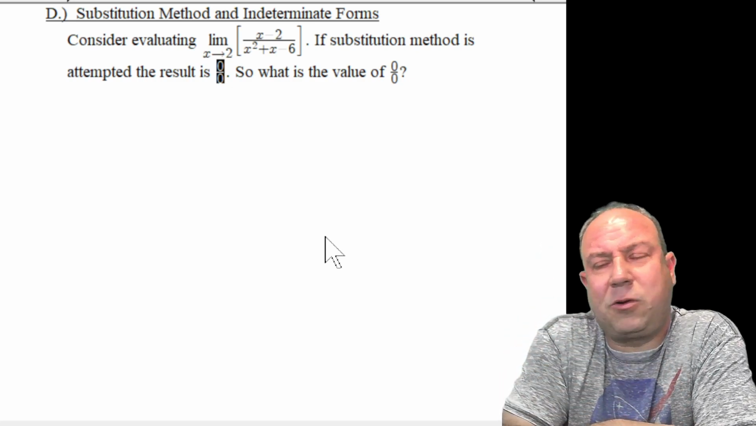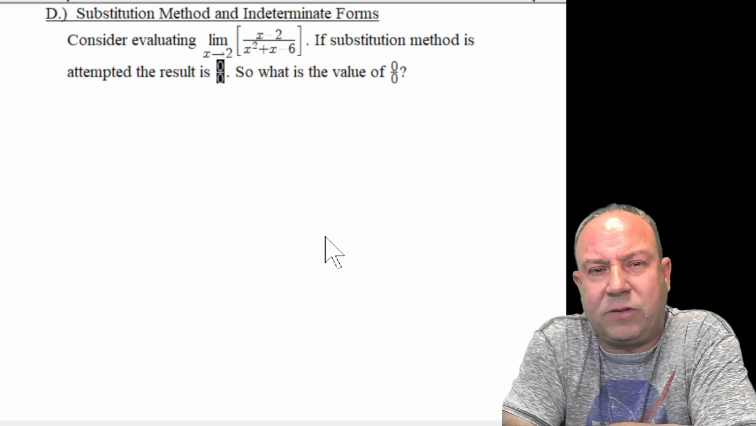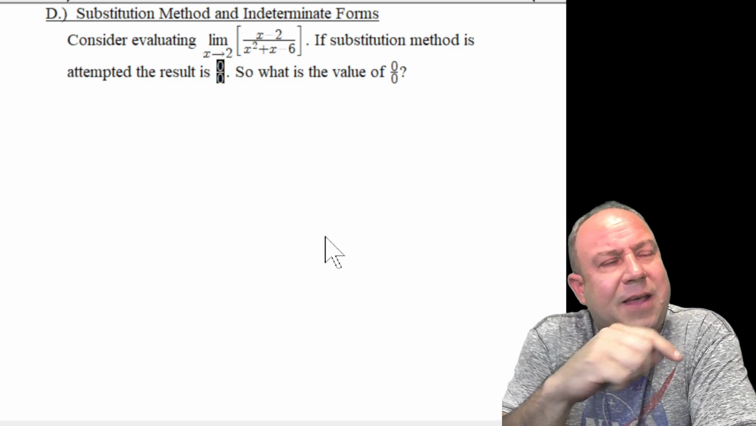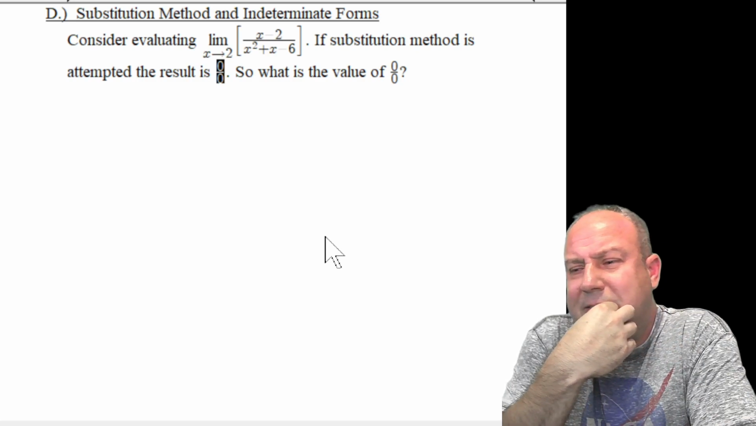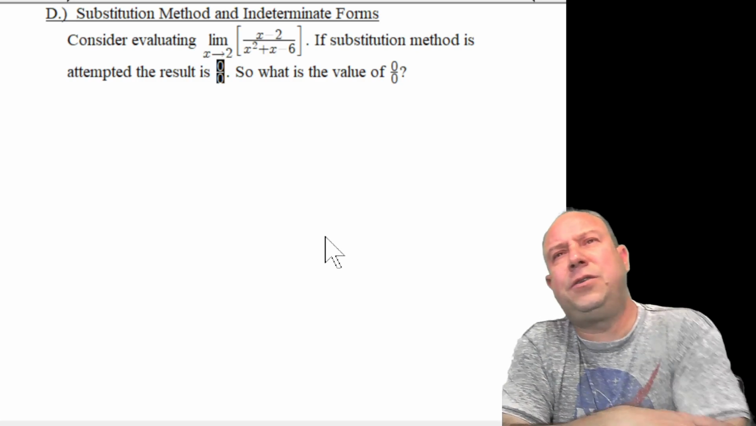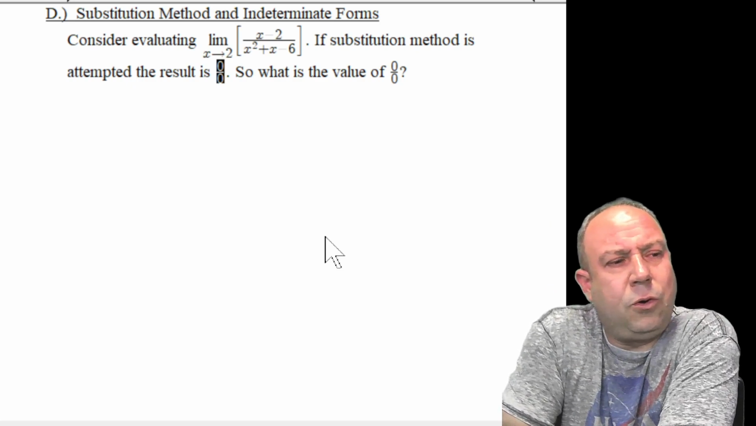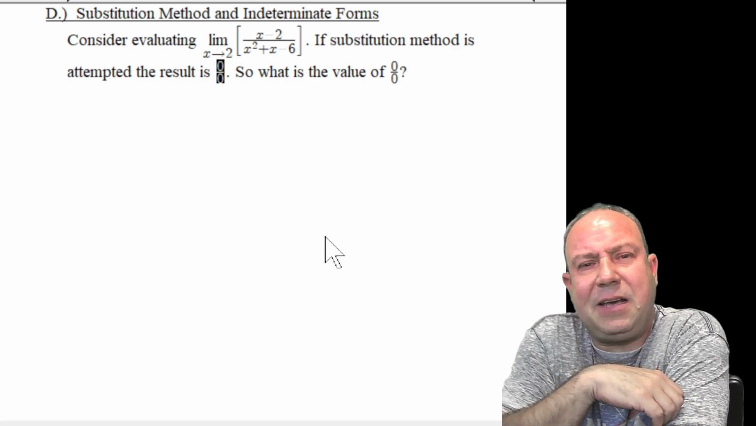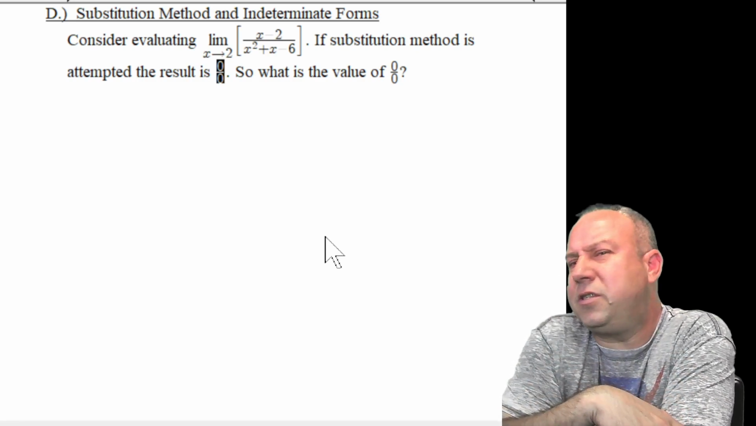So I throw out the question, what is the value of 0 over 0? I have a lot of novice calculus students who, without much experience, could give you potentially several different answers.